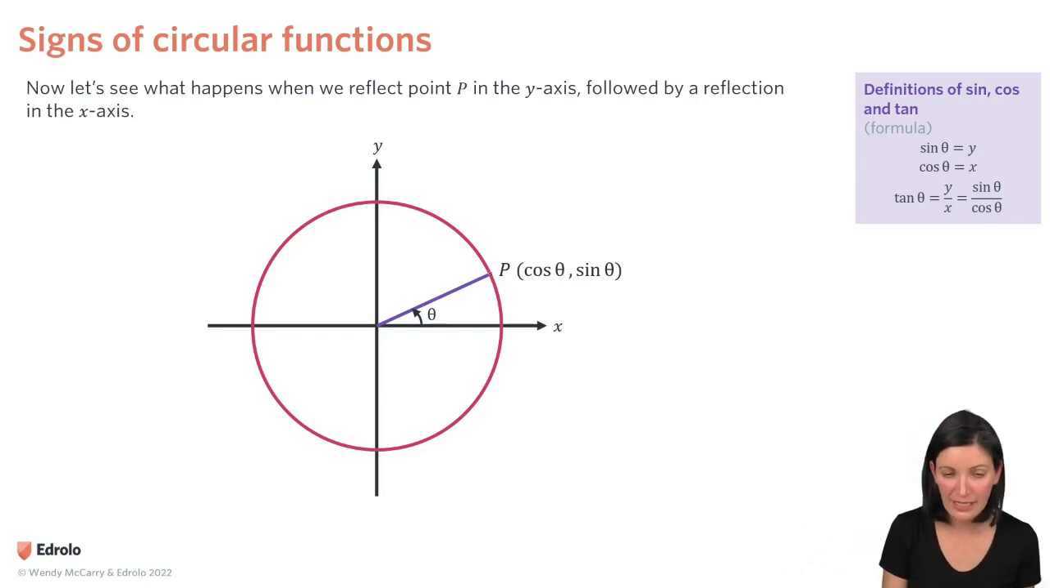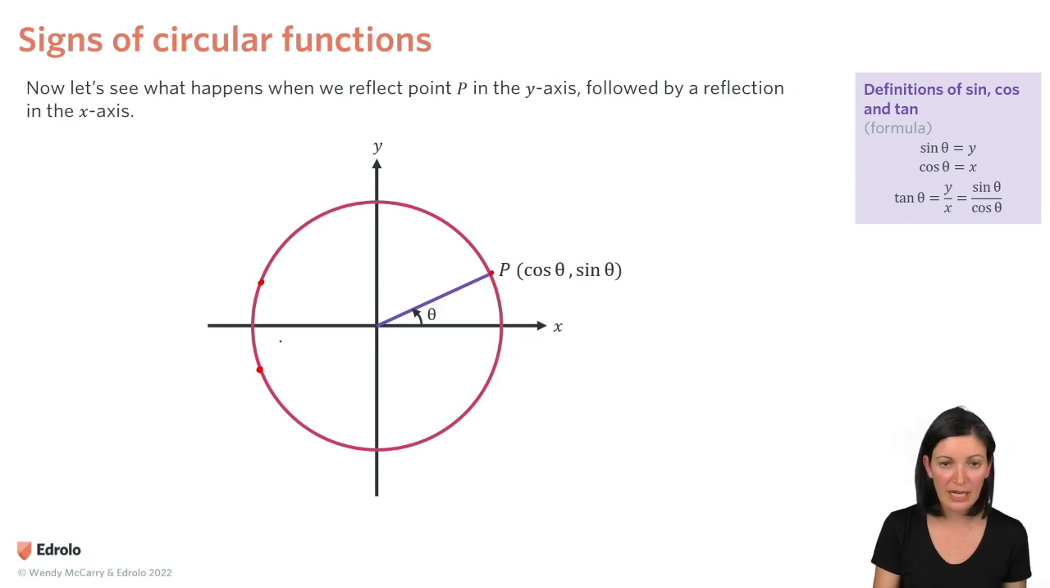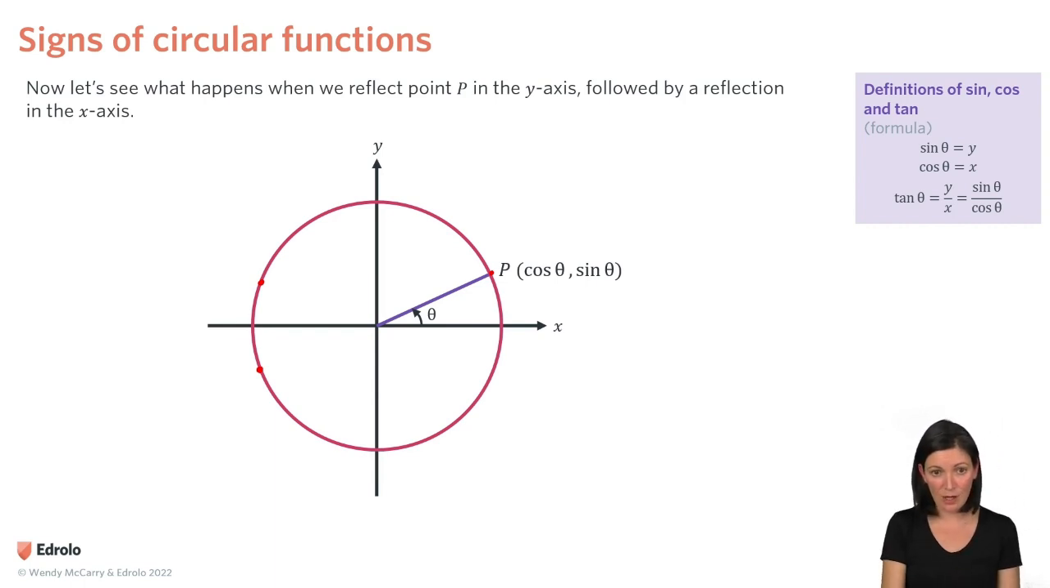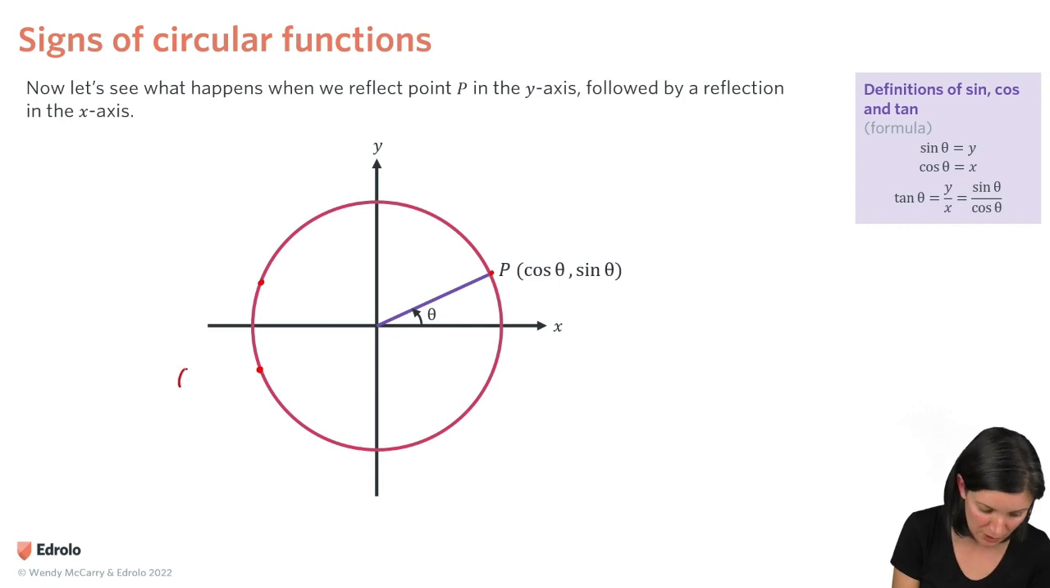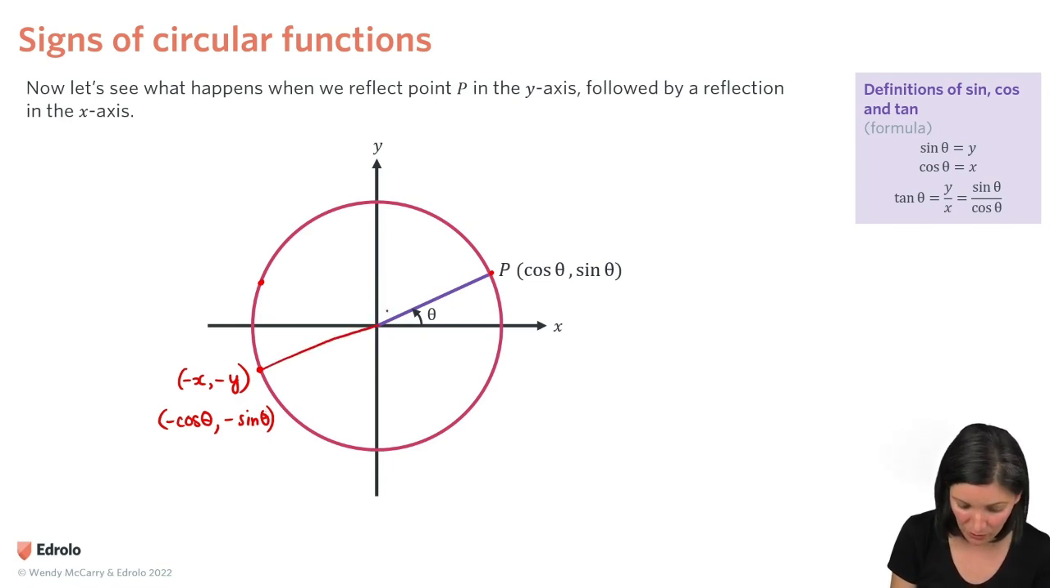This would be reflecting our point P in the y-axis and then in the x-axis. So we would get a similar point down in that third quadrant. If we think about it, x and y are both negative in that quadrant. So this will be the point negative x, negative y, or we could say it as negative cos theta, negative sine theta.